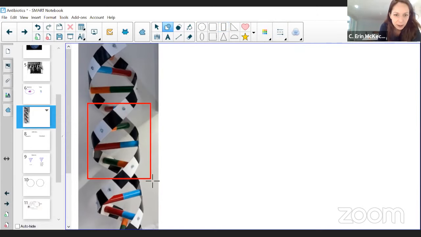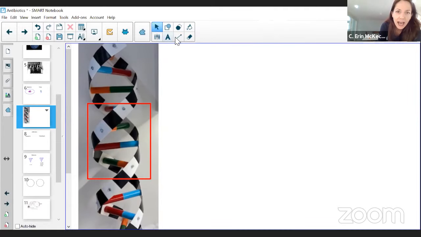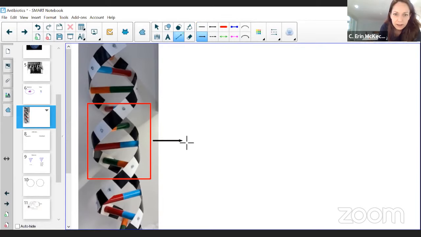So let's say right here. Let's say I'm looking at that section of DNA, and that section of DNA has information to make what we call a protein. So this region right here highlighted in red, if that has information to make a protein, I would call that a gene.